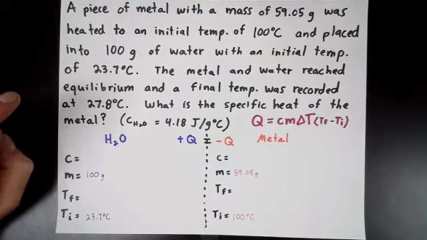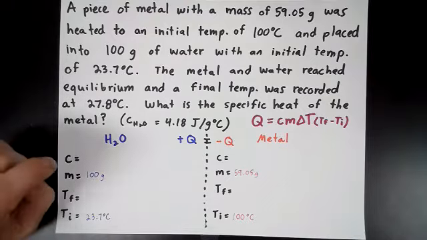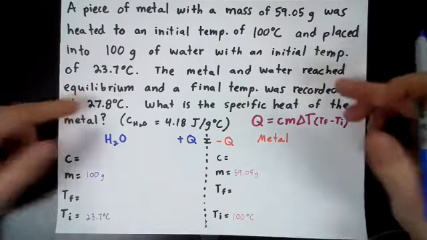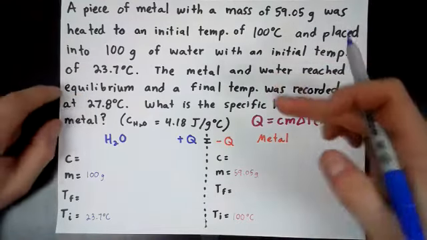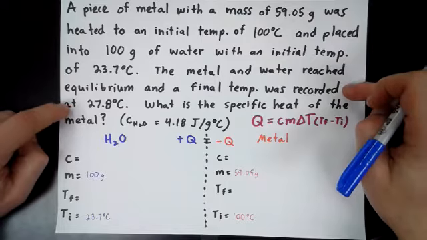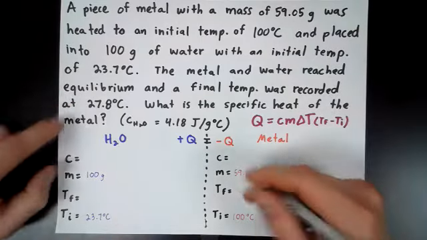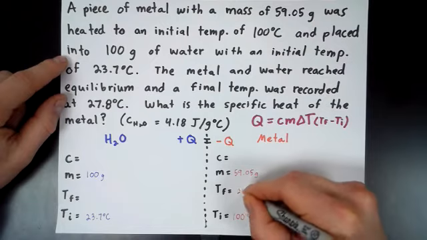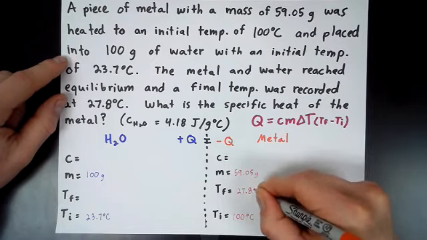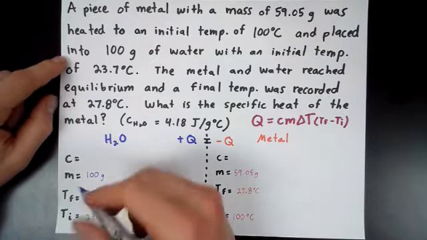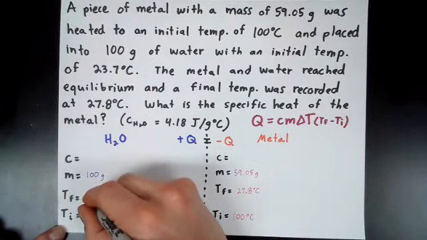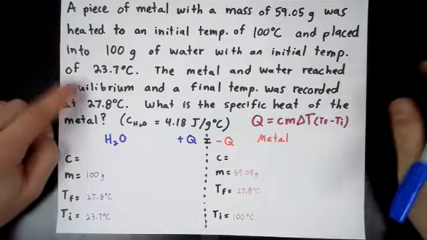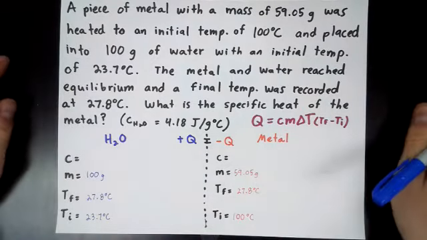Then we took the metal and we combined it with the water. And when we combine those two things, the water and the metal reached equilibrium, meaning they reached a stable temperature. And that final temperature was reported to be 27.8 degrees Celsius. So if they reach equilibrium, that means they both reach the same temperature. That would mean that our metal ended with a temperature of 27.8 degrees Celsius, and our water also finished with a temperature of 27.8 degrees Celsius. That's implied by the word equilibrium. They both ended at the same temperature.